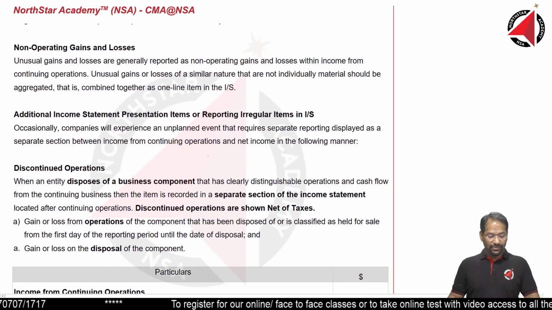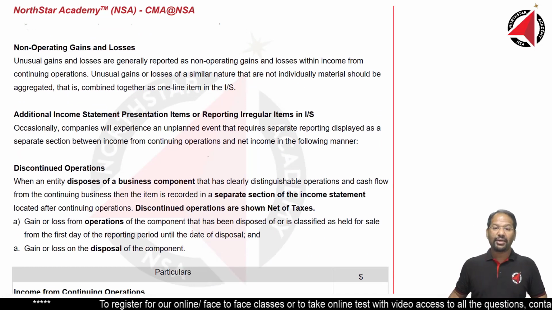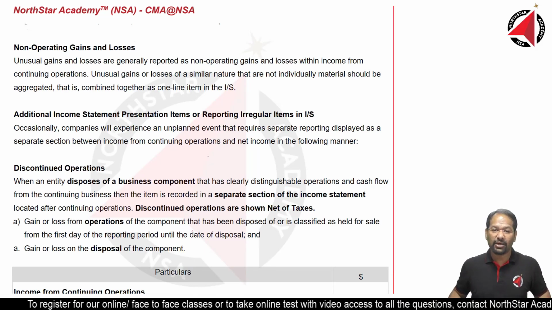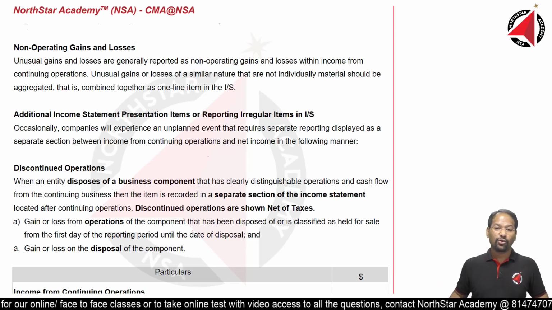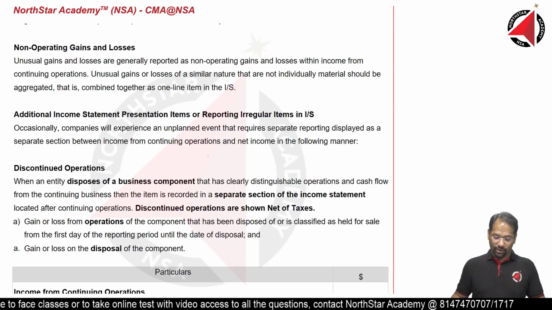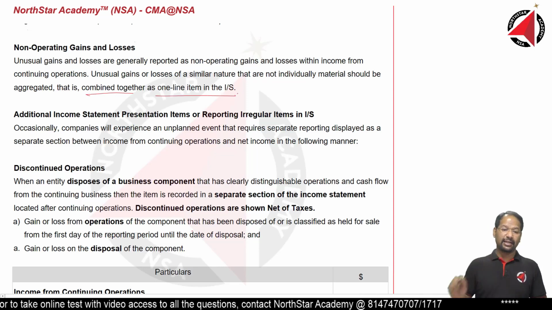Let's go on to the next one, non-operating gains and losses. What are non-operating gains and losses? I have explained, those which are not part of the core business operations of the company. Any gain or loss on non-core business operation are non-operating gains and losses. Remember, they are combined together and shown separately in the income statement.